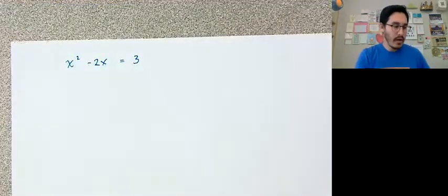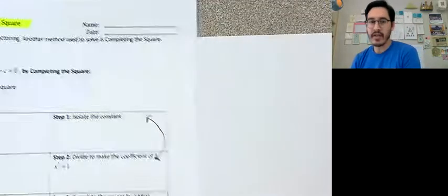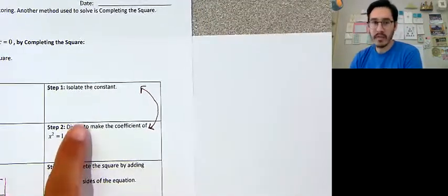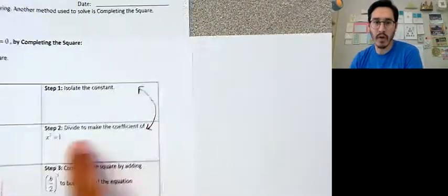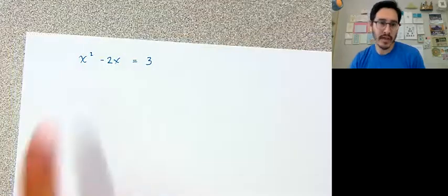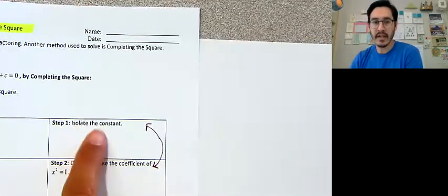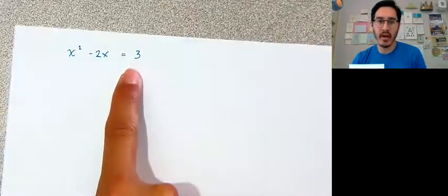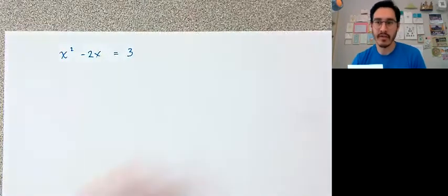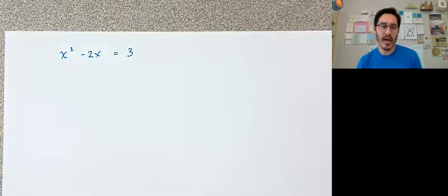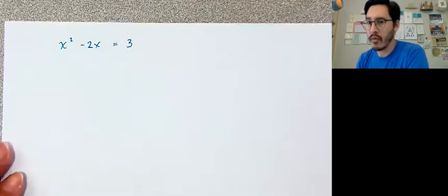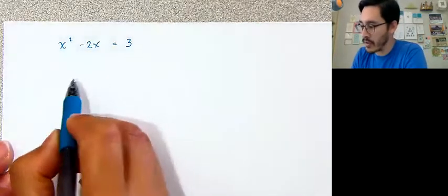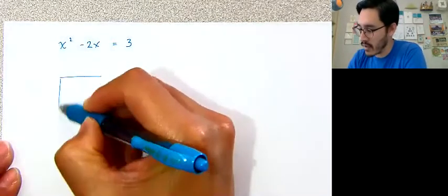If we look at our steps, steps 1 and 2 can be interchanged. So divide to make the coefficient of x squared 1. It's already 1, so that's taken care of. And then isolate the constant. The constant is already by itself on the right side, so that's taken care of as well. So we're just going to dive right into completing the square. The way I showed you in the first video was to use the area model, and I'm going to repeat that process again.